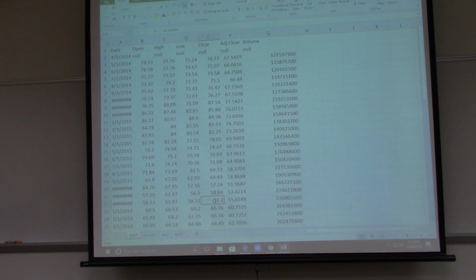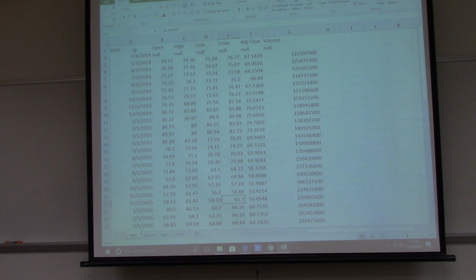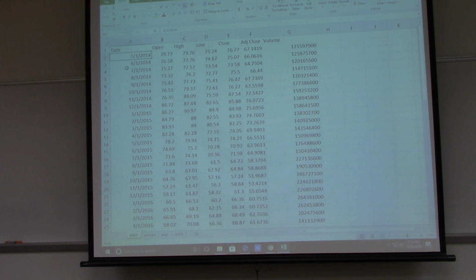This is the Walmart chart. When you see the first observation, we don't need this one from April the 1st. We can delete it. Our first observation should start from May 1st, 2014. So it has open, high, low, close, adjusted close, volume.